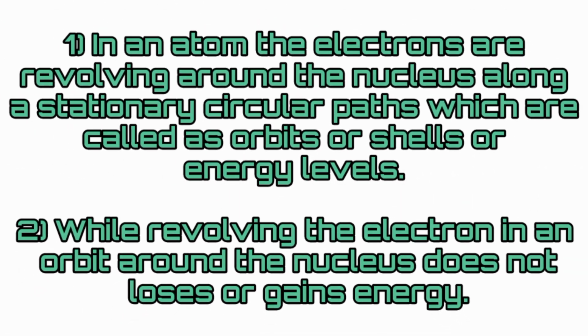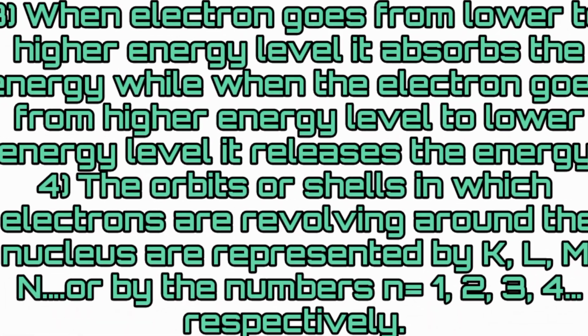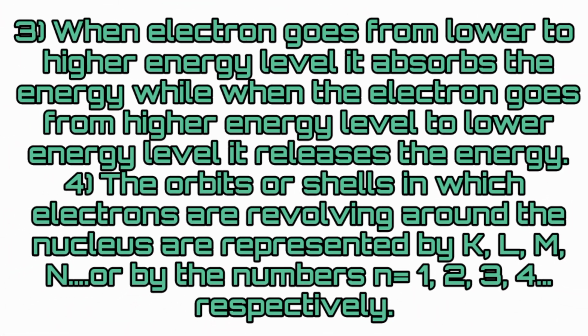In an atom, the electrons are revolving around the nucleus along stationary circular paths which are called as orbits or shells or energy levels. While revolving, the electron in an orbit around the nucleus does not lose or gain energy. When electron goes from lower to higher energy level, it absorbs the energy, while when the electron goes from higher energy level to lower energy level, it releases the energy.